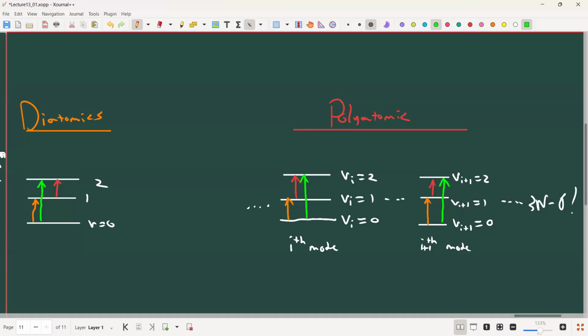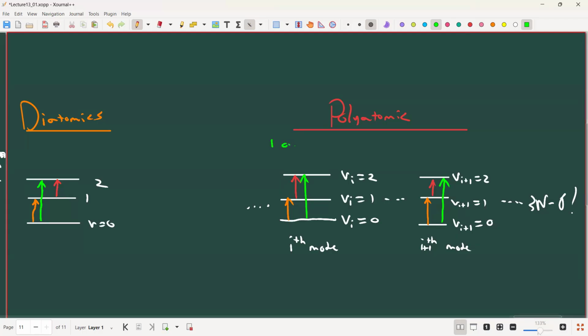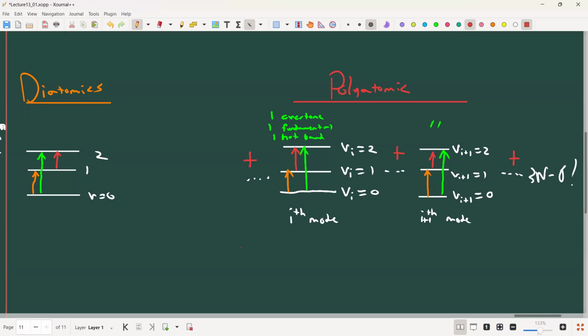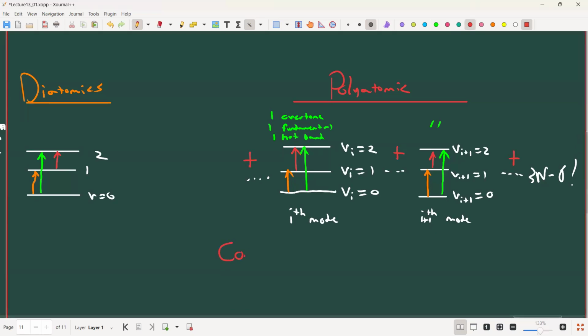Right? So not only do I have here one overtone, one fundamental, and one hot band, and the same for this one, but I can combine them together as well. Right? So there's a new type of vibration called combination bands, which are collective vibrations of multiple modes excited at once.